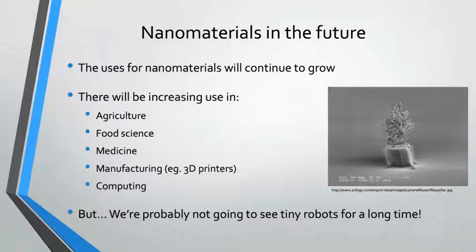But we're not going to get little robots. We're not going to have little robots for a very long time. We might get little nano shrubbery, though. Nano shrubbery is always nice. Not very useful, but always nice.